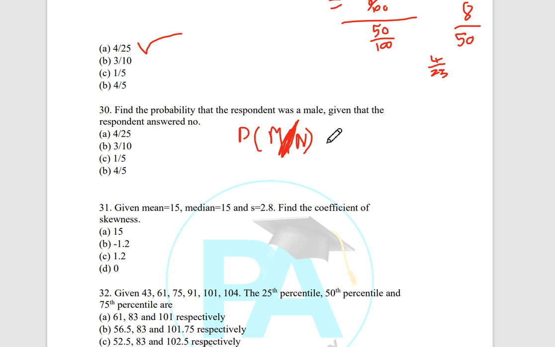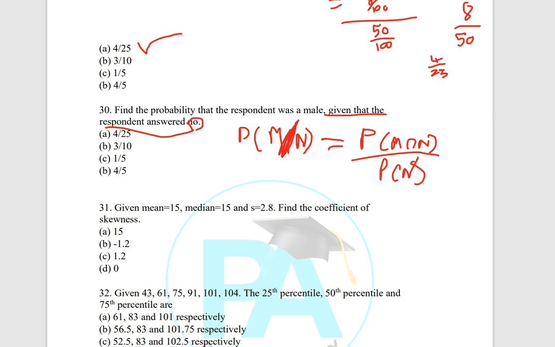Okay. Should be equal to the probability of M intersection N, just like how we did the first one, male intersection no, divided by the probability of the condition. The condition here is what? Given that the respondent answered no. So the condition here is no. So divided by the probability of no. That's how to remember the formula.